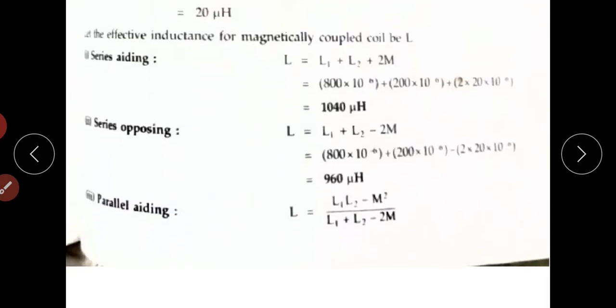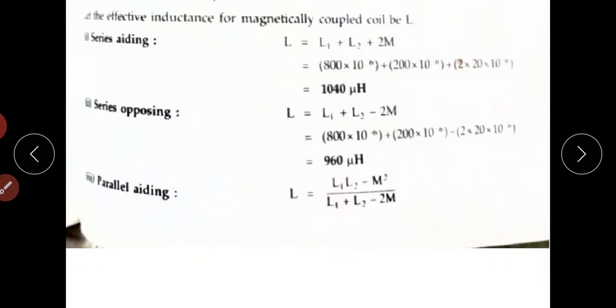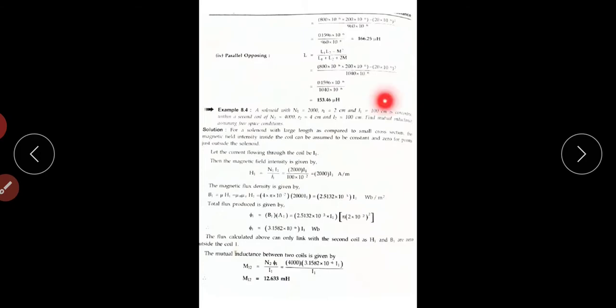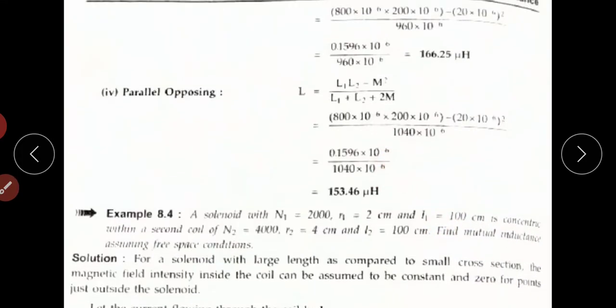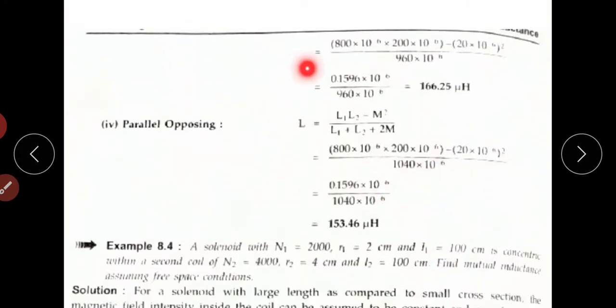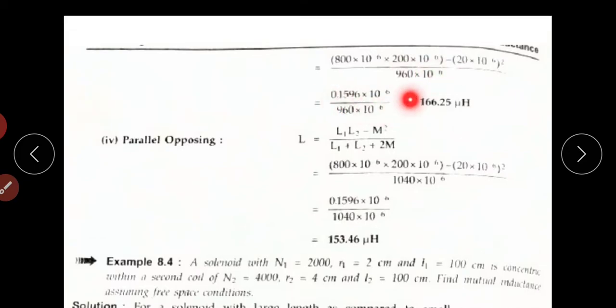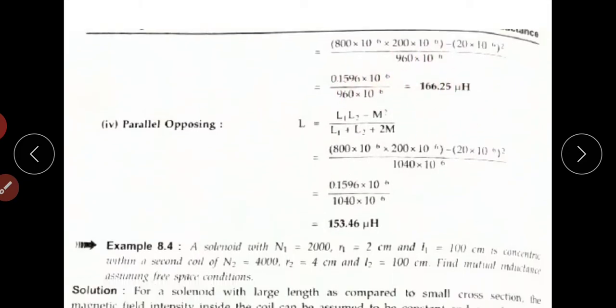Next one, parallel aiding connection. The formula is L equivalent equals (L1 L2 minus M square) by (L1 plus L2 minus 2M). Substitute the L1, L2 and M values, and we get L equivalent equals 166.25 microhenries.